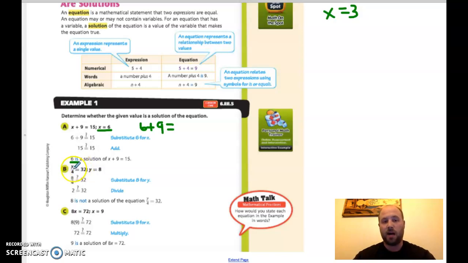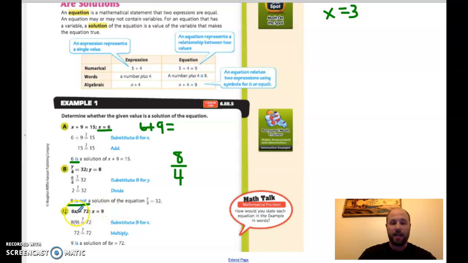The next one is y divided by 4 equals 32. So again, instead of y, you're going to say y equals 8. So if you plug 8 in for y, 8 divided by 4, is 8 divided by 4 32? It's not. So 8 divided by 4 is actually 2, not 32. So 8 is not a solution. They're going to try to trick you. They want to know if you can solve it. I want to know if you can plug it in and tell me whether the statement is true or not.